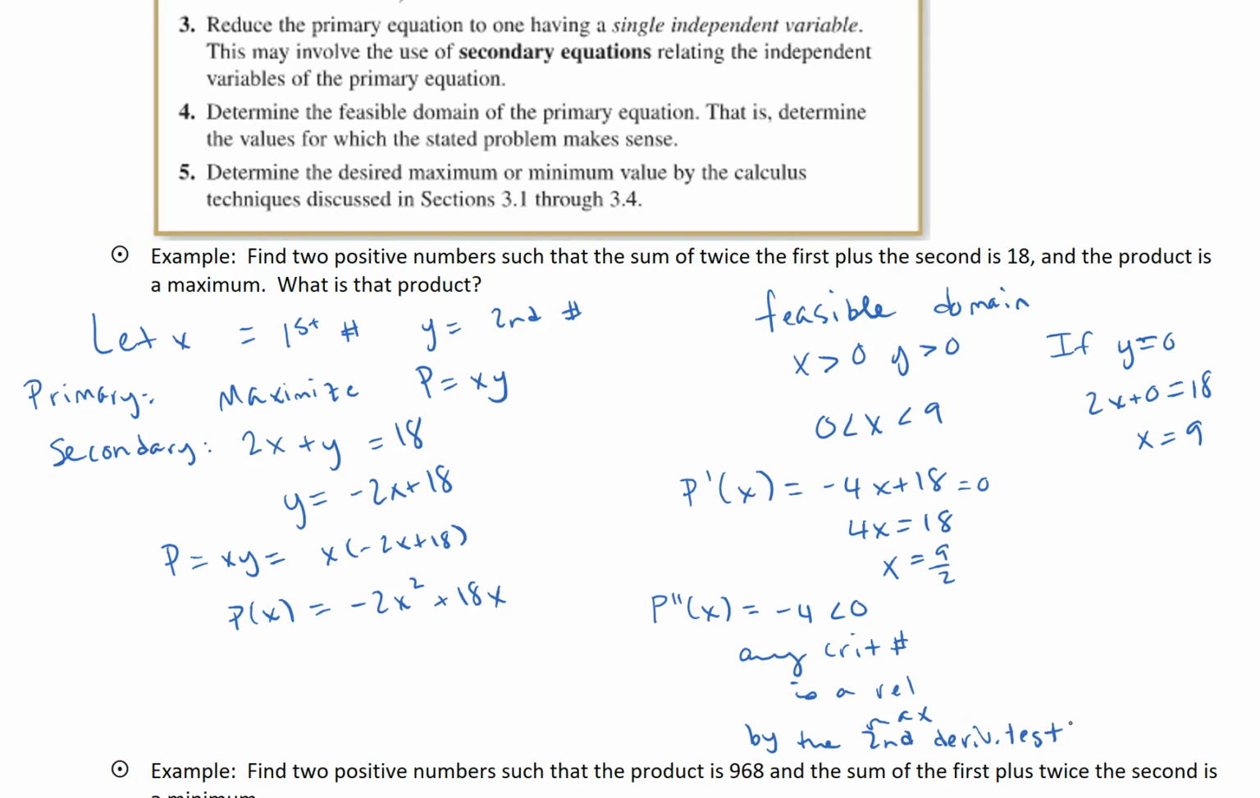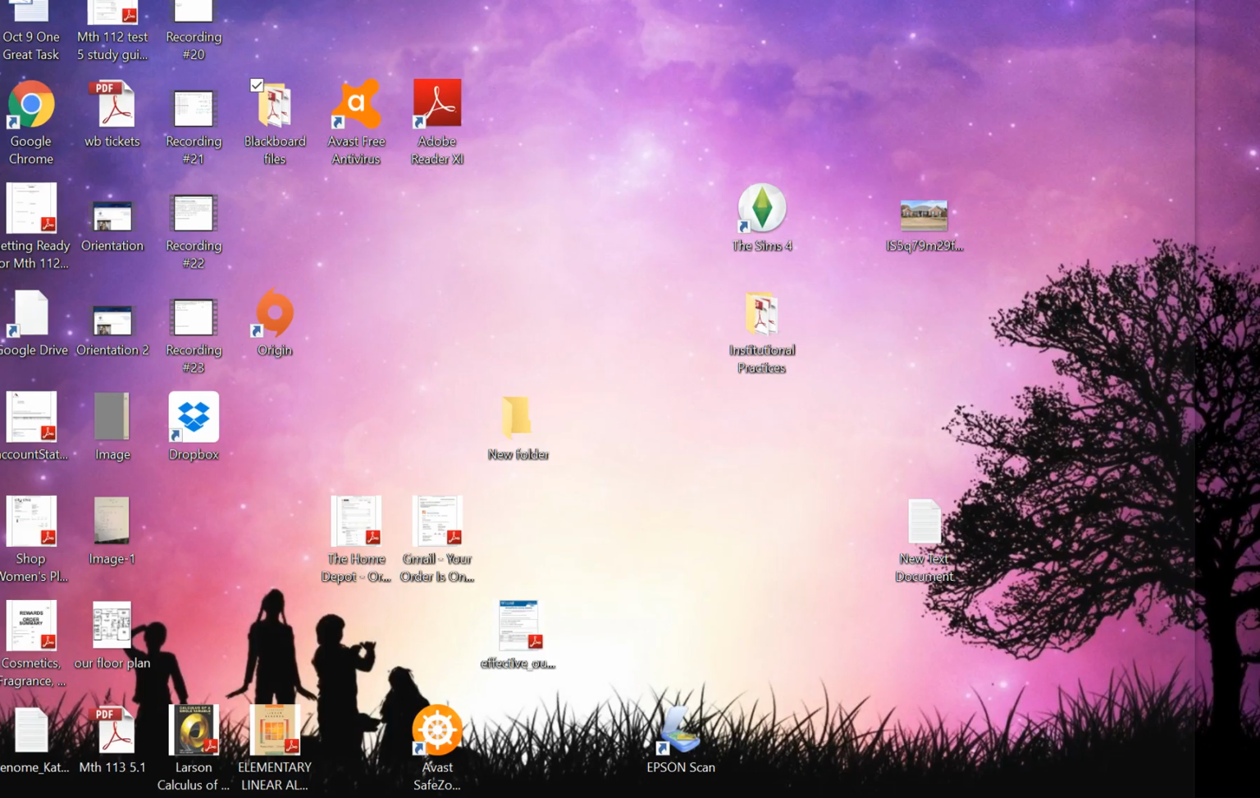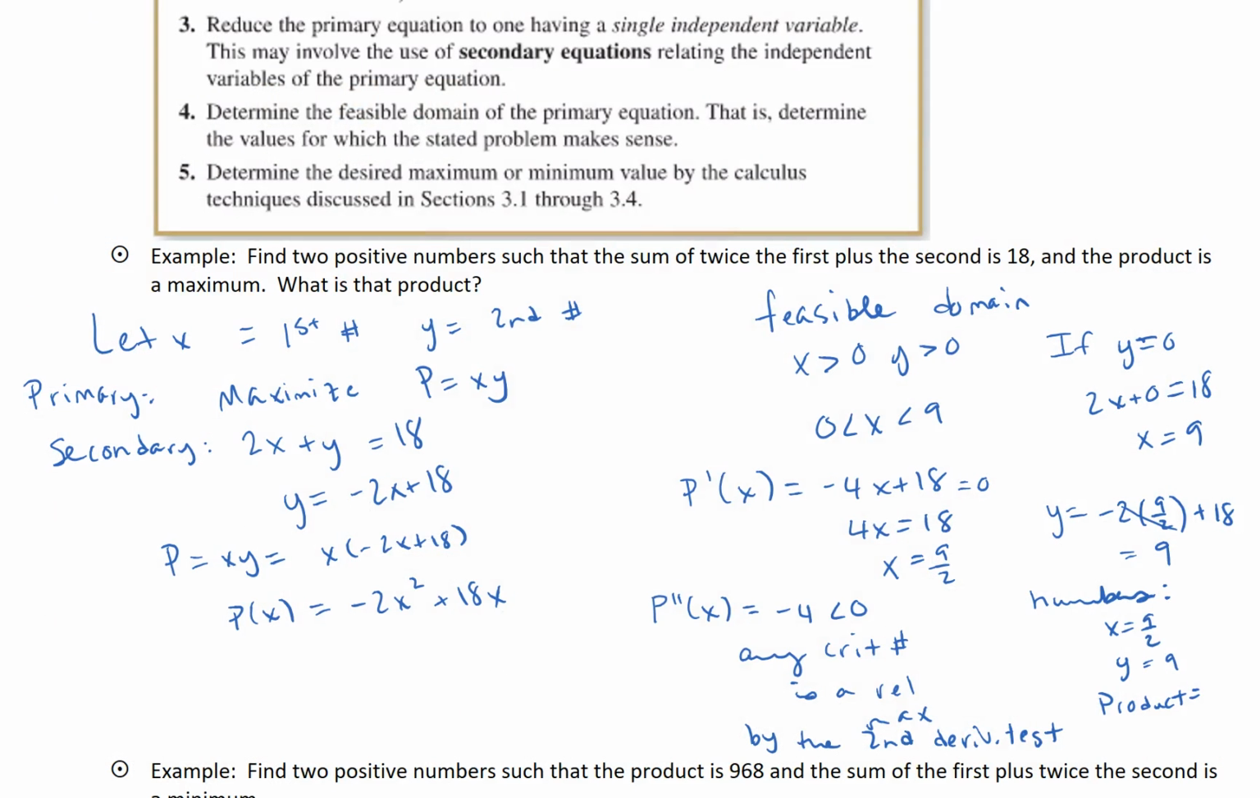Okay, so my numbers then, I know that x is equal to 9/2 or 4.5, so y would have to be negative 2 times 9/2 plus 18, or 9. So my numbers are x equals 9/2, y equals 9. My product I could just find by multiplying the two, which is going to be 81 over 2.